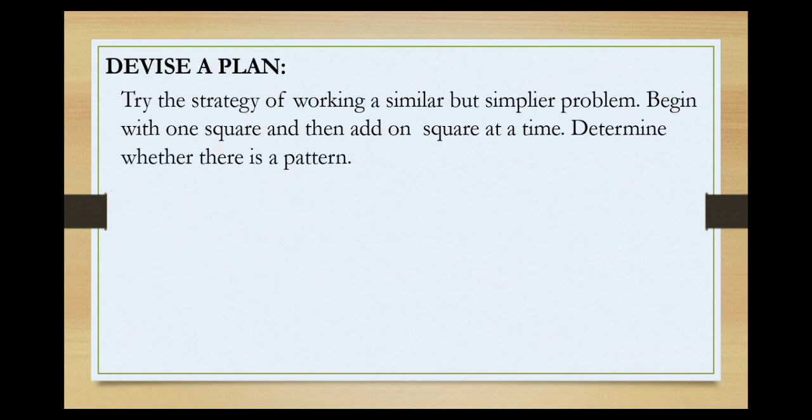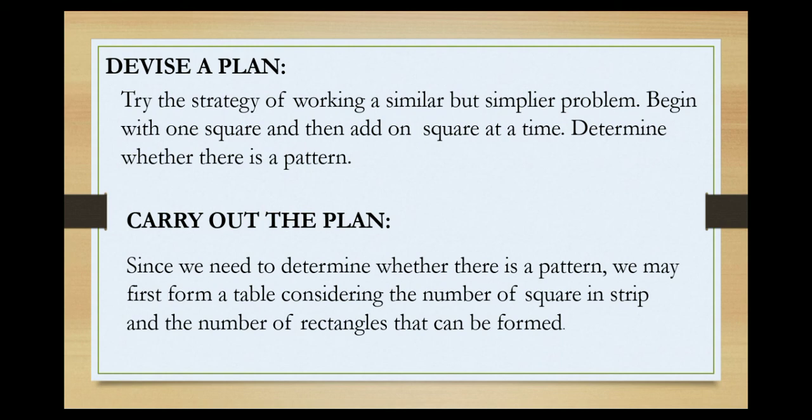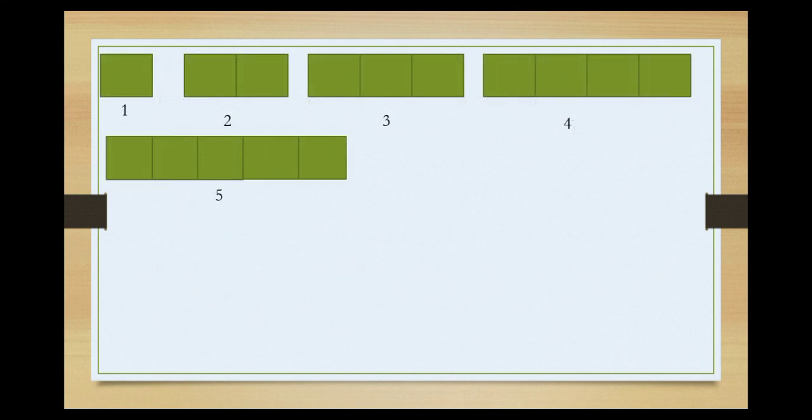Devise a plan. Try the strategy of working a similar but simpler problem. Begin with 1 square and then add one square at a time. Determine whether there is a pattern. Carry out the plan. Since we need to determine whether there is a pattern, we may first form a table considering the number of squares in the strip and the number of rectangles that can be formed. So, there are the square strips.